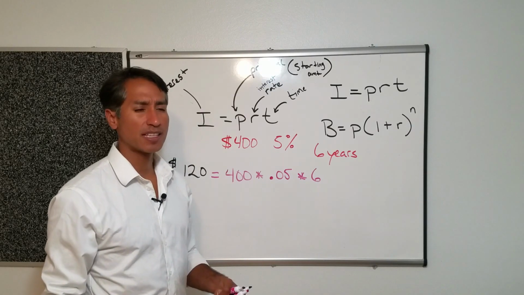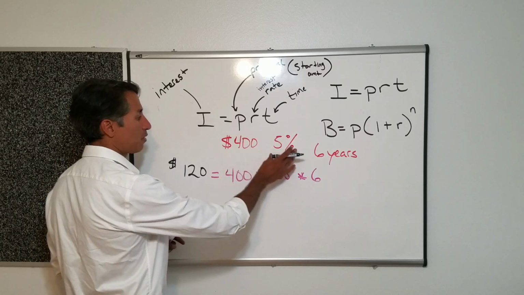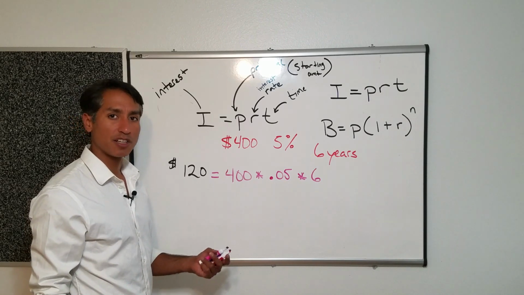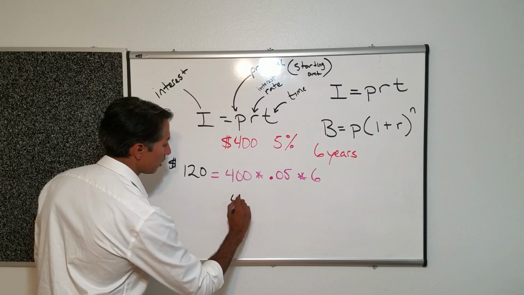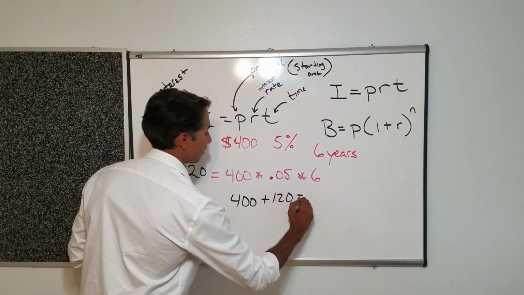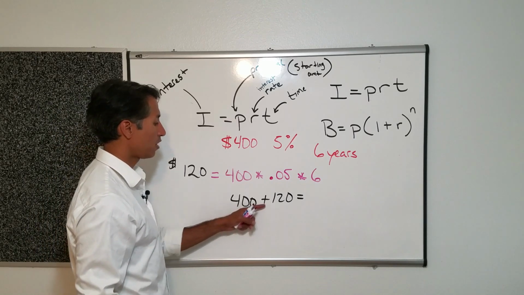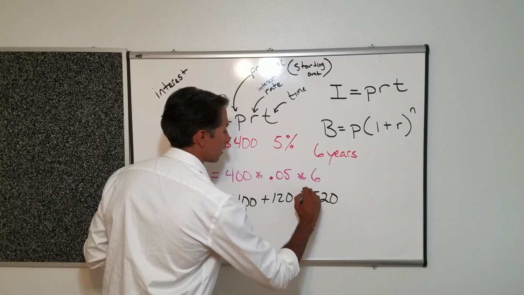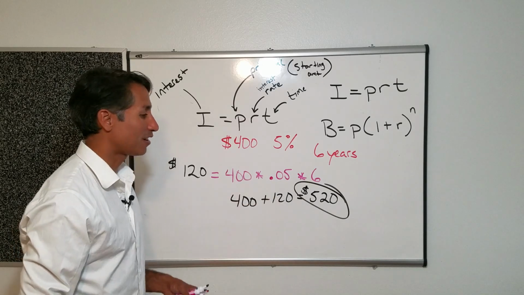And that's if the question just says, how much interest did you make given these parameters? And then if you need to take it to the next step and say, well, what is the balance in your account after 6 years? Well, we had $400 that we started with, and now we have an extra $120. So my total balance in my checking account or whatever account would be 400 plus the 120 to give me $520. Put in the dollar sign, remember, units. So that would be my final answer.